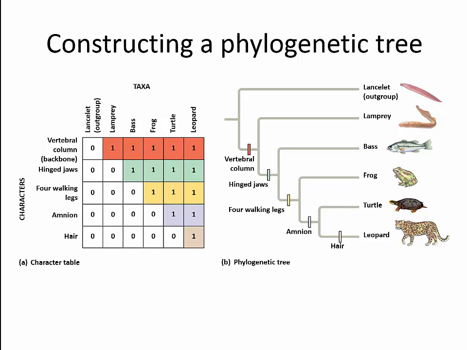And then the last separation is hair. Lancelet doesn't have it, lamprey doesn't have it, bass, no, frog, no, turtle, no, leopard, yes. So leopard is on his own. He has to be separated out from the turtle because he has hair, but the turtle does not. So you start to separate out these differences, and you realize that there are many commonalities, but there are some differences which are unique.